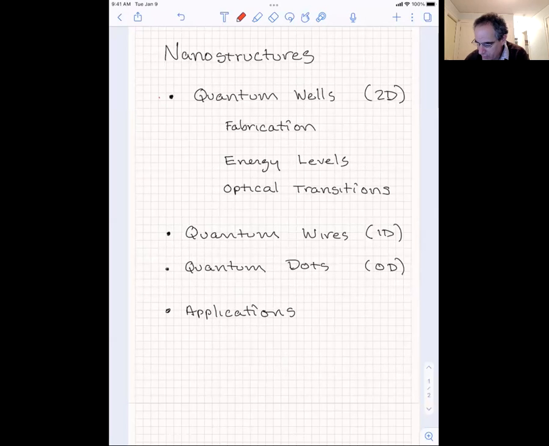So once again, our program is to study nanostructures. We're going to end up talking about quantum wells, quantum wires, which are one-dimensional nanostructures, and quantum dots. And then at the end, we'll talk about applications of these things, okay? So that's our program. And today we're going to focus on quantum wells and talk about how they're fabricated, energy levels in these systems, and optical transitions.